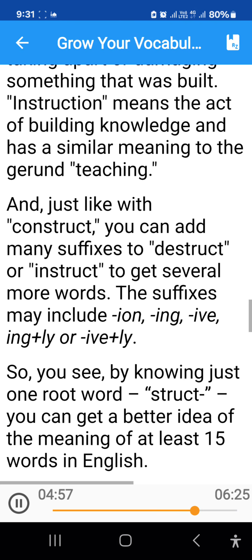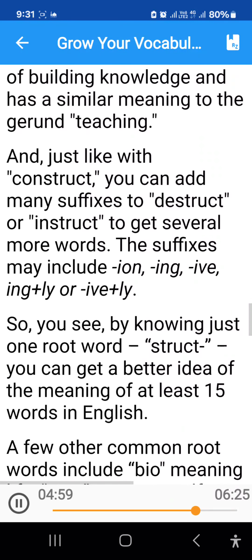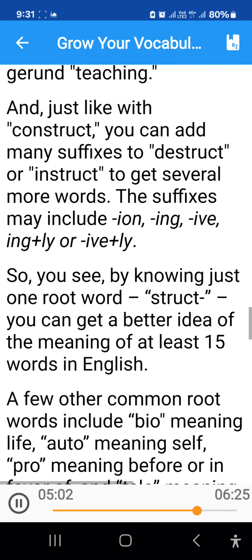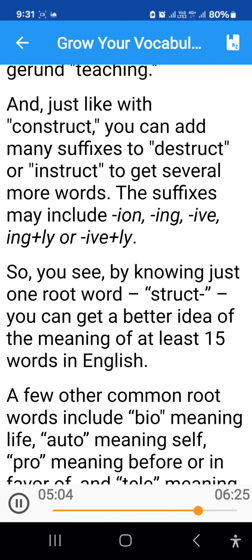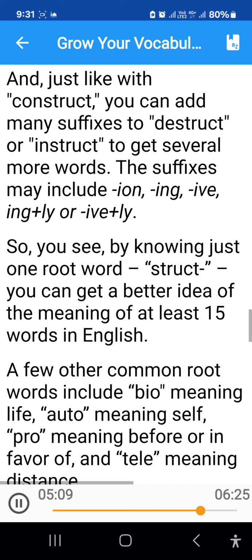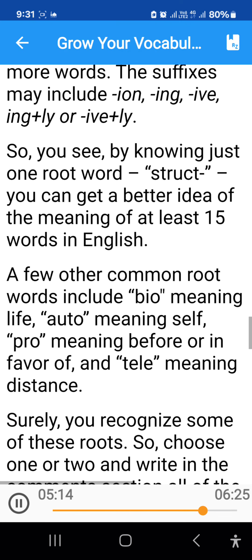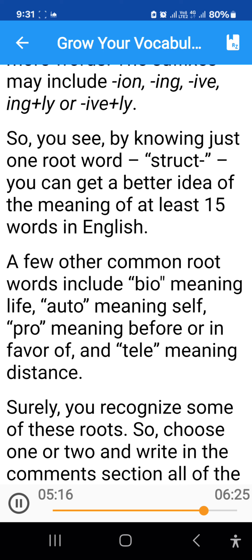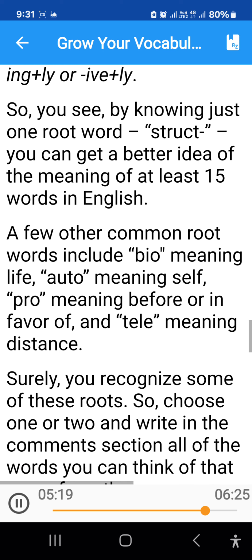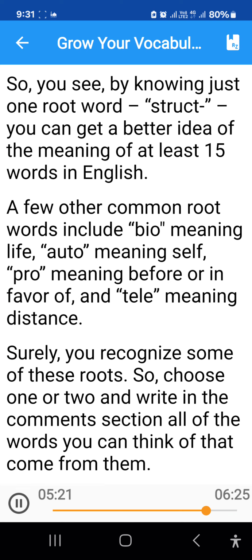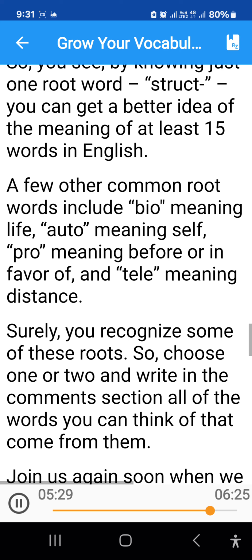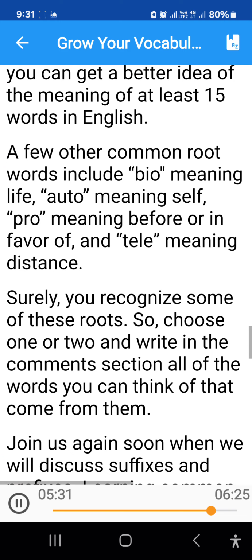And just like with construct, you can add many suffixes to destruct or instruct to get several more words. The suffixes may include ion, ing, ive, ing plus ly, or ive plus ly. So you see, by knowing just one root word, struct, you can get a better idea of the meaning of at least 15 words in English.